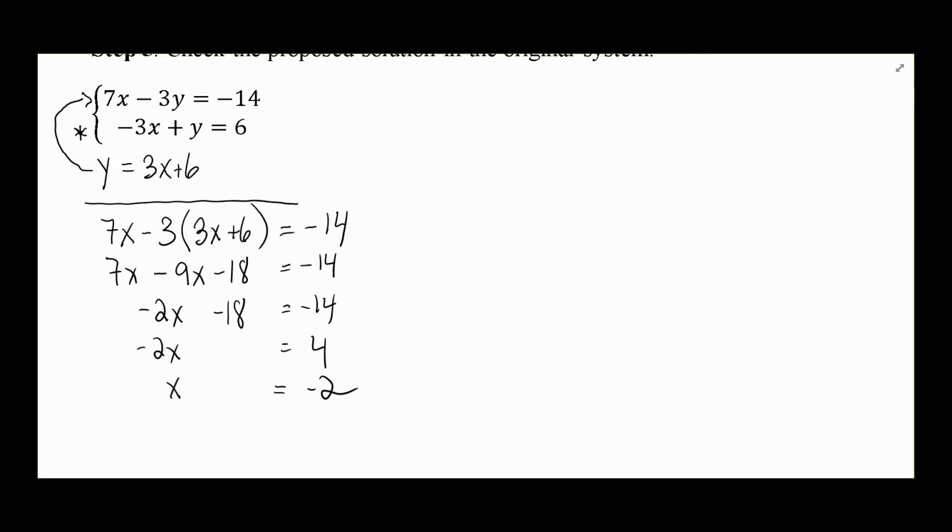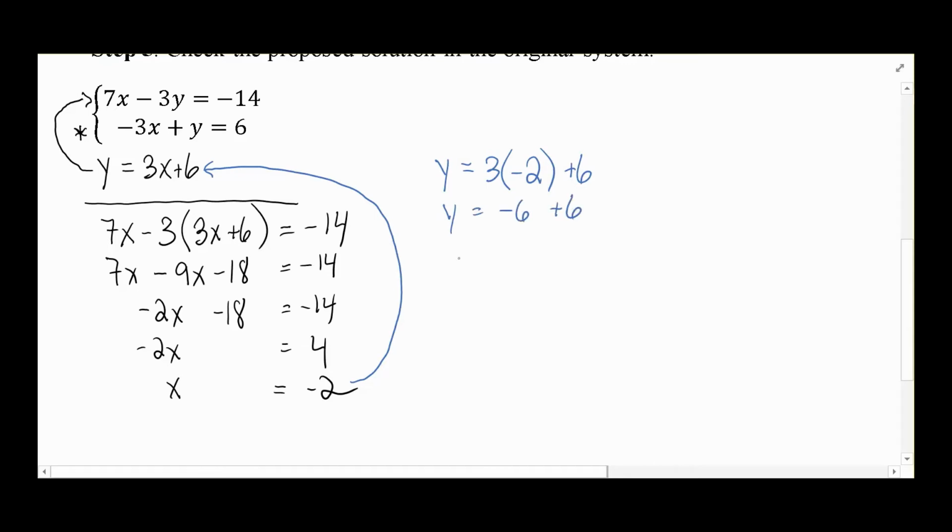Once I have my answer for x, I'm going to plug that answer back into one of the other equations in order to solve for y. Because then I have y equals 3 times, now instead of x, I have -2. 3 times -2 is -6, and -6 plus 6 is 0. I now have an ordered pair. I know that my solution has an x value of -2 and a y value of 0.